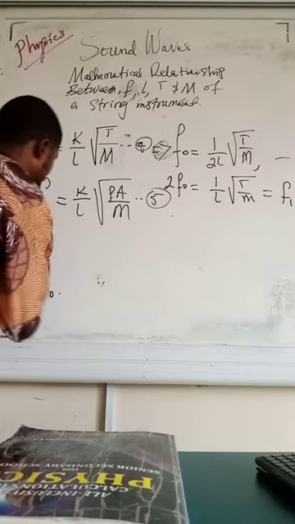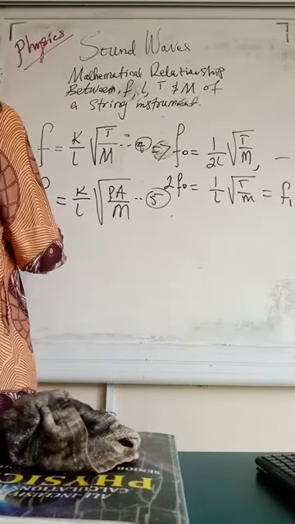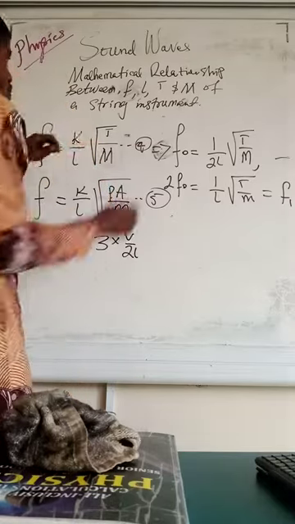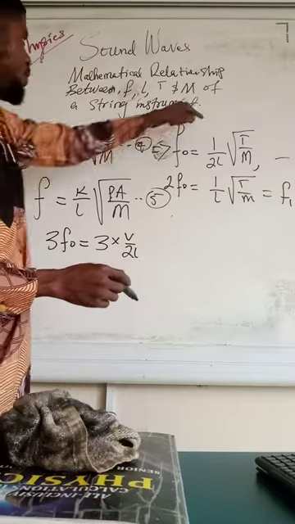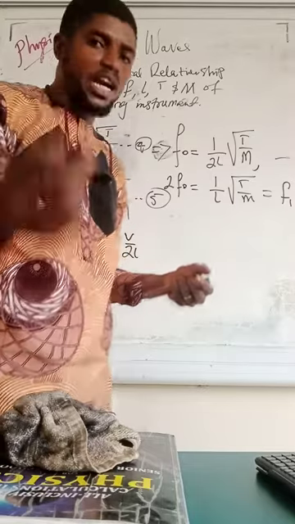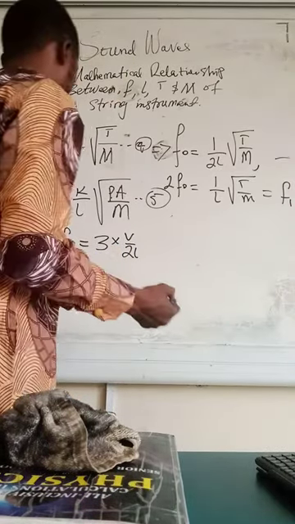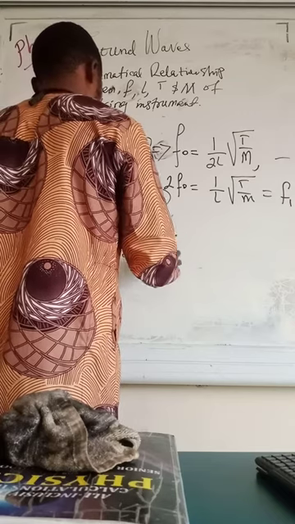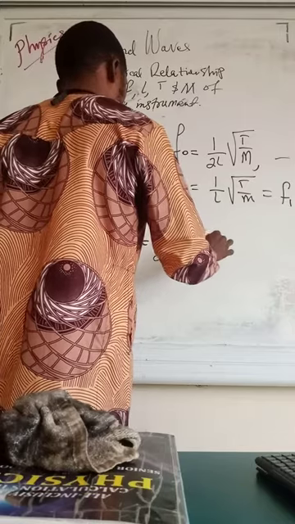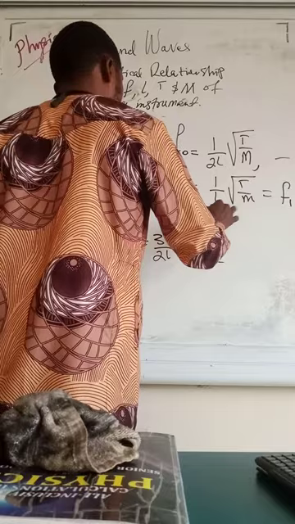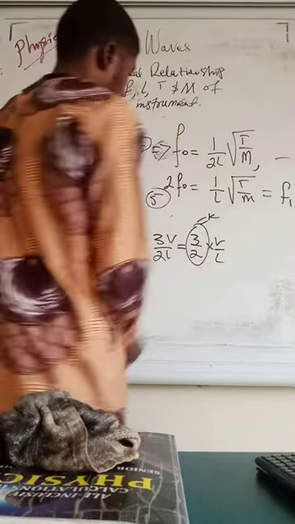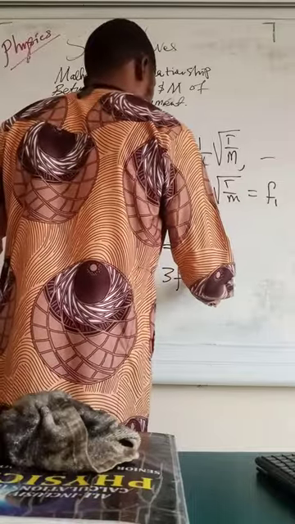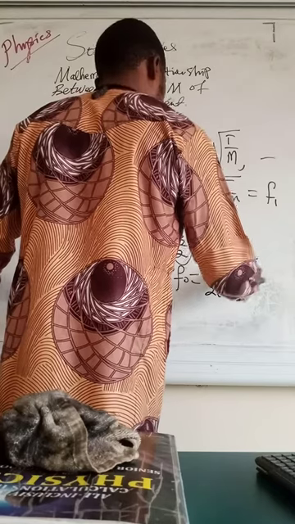For the third harmonic, this is what you have: 3F naught, which means 3 times V over 2L. What I'm doing right now is for strings and open pipes. Do you understand? So if you work it out, you have 3V over 2L, which is 3 over 2 times V over L. So 3 over 2 is the value for the K. So you have your 3F naught, meaning 3 all over 2L, the root of T all over mass.